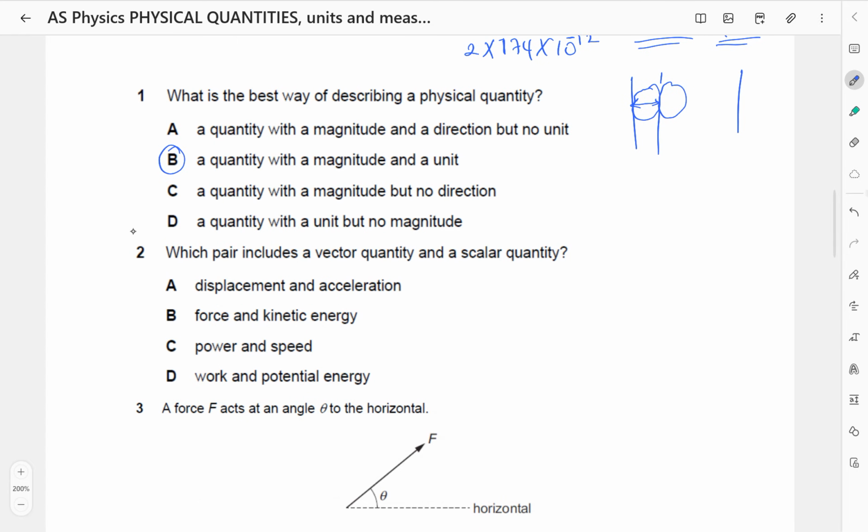Which pair includes a vector quantity and a scalar quantity? These are both vectors. This is a scalar, this is a vector, so our answer is going to be B. People always think that kinetic energy is a vector quantity, but that is not true. Which pair includes a vector quantity and a scalar quantity? These two are both scalars, these are both scalars. Okay.